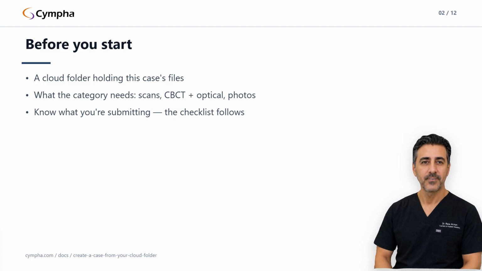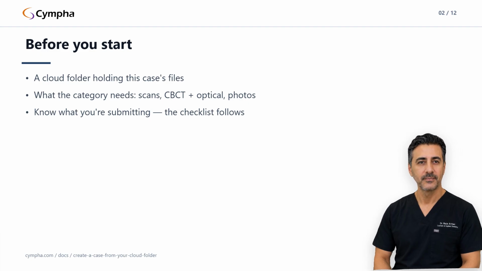Third, have a clear idea of what you're submitting: ortho, AlignerBot, implant, or one of your lab's custom services. You can change category mid-form, and the file checklist updates with it, but walking in decided keeps the form quick.